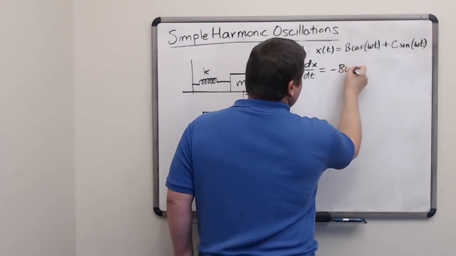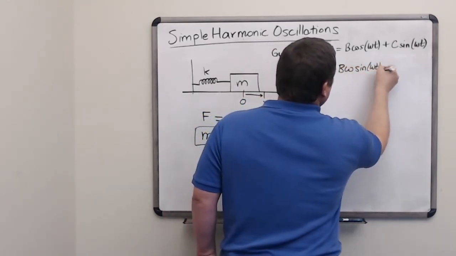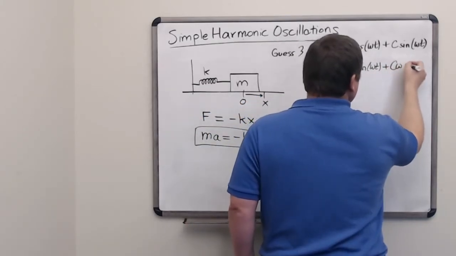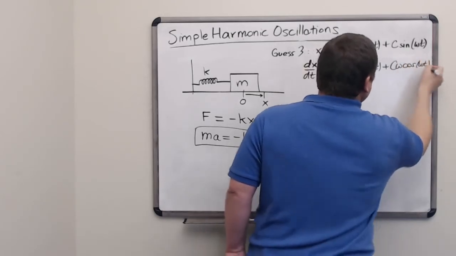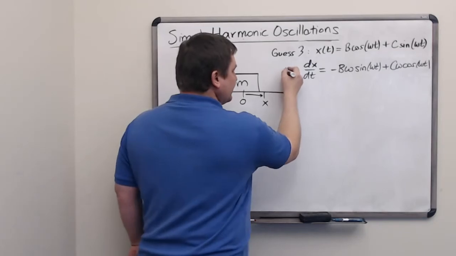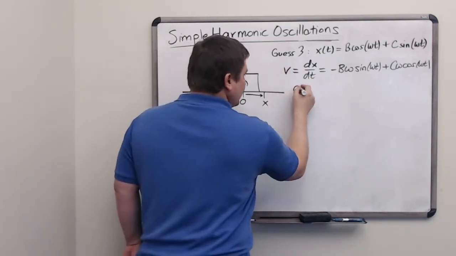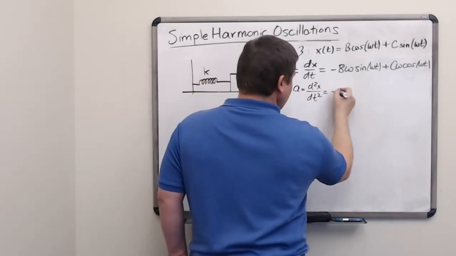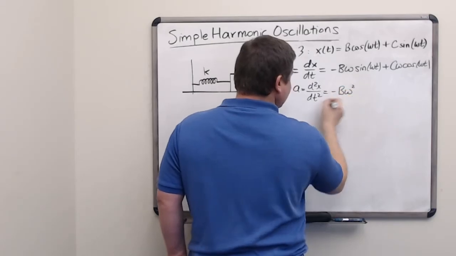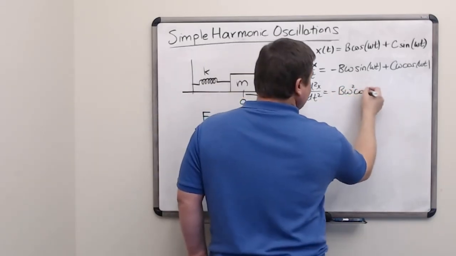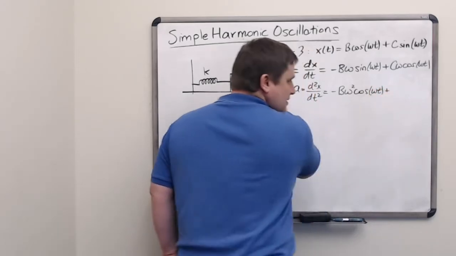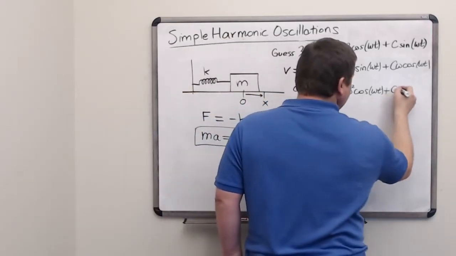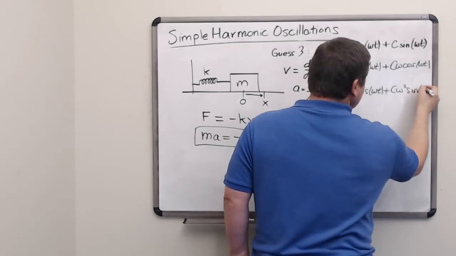Minus B omega sine. And then here we'll still have plus C. We get an omega from the chain rule, and the sine turns into a cosine. So this is the formula for the velocity in our guess. Here's the acceleration. Now we get omega squared from the chain rule, back to cosine on the first term. Now the minus sign comes out in the second term with sine. We get an omega squared, and we're back to sine.